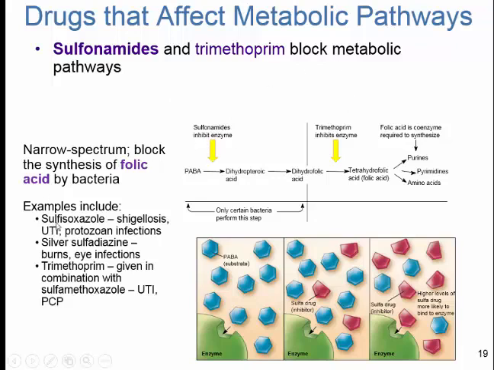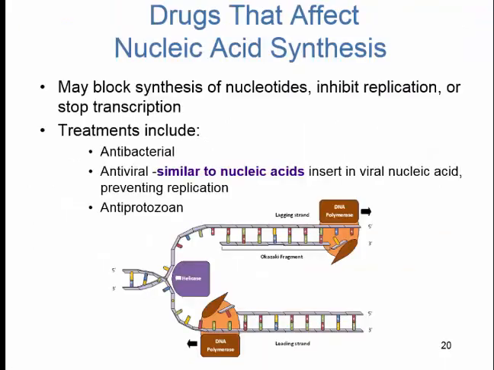So those are various examples, things that they could potentially treat. So drugs that impact nucleic acid synthesis can end up blocking the nucleotides by actually acting like a nucleotide analog, or they could block the enzymes that facilitate replication. And these are going to cross the gamut. So these are going to be impacting both prokaryotes and eukaryotes.